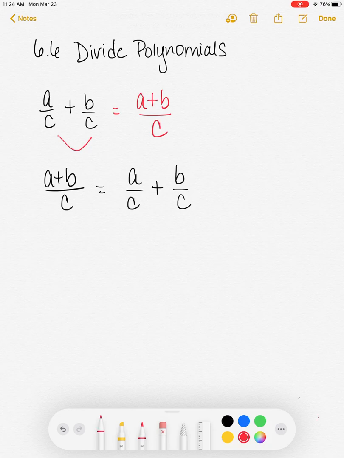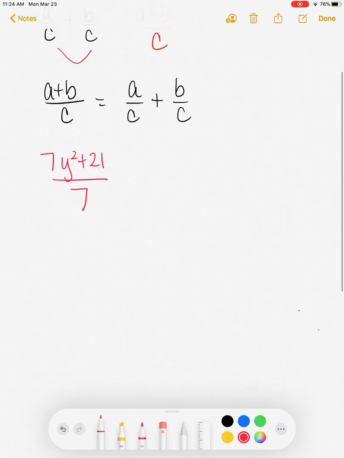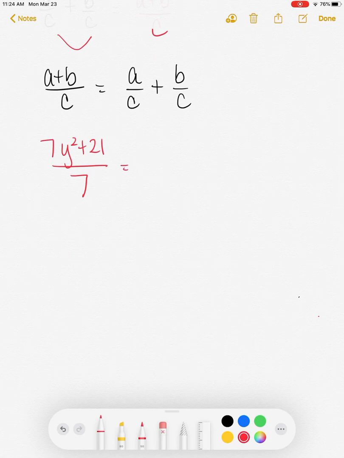Let's do an example. Let's go to red here. So let's say we have a binomial on top, 7y squared plus 21 divided by 7. So what we're going to do here is divide it using this concept right here. We have to keep our denominator completely intact, which is easy since it's just a 7. 7y squared divided by 7 plus 21 over 7. So notice we split up the numerator into two terms, but they both got that same denominator.